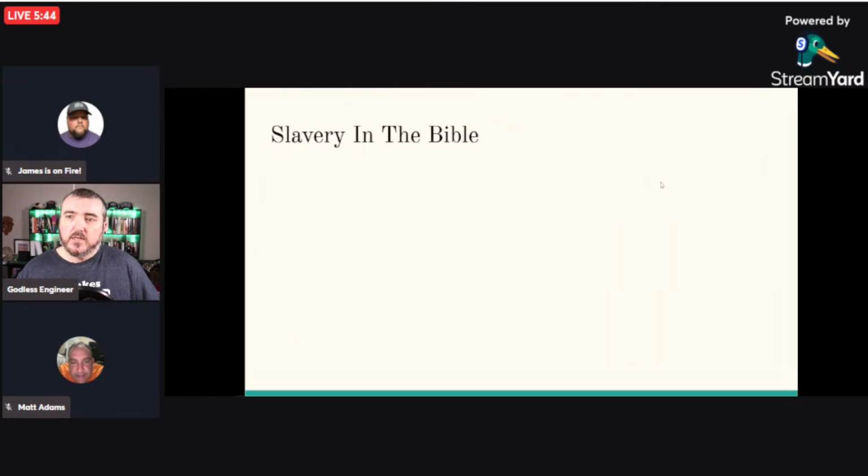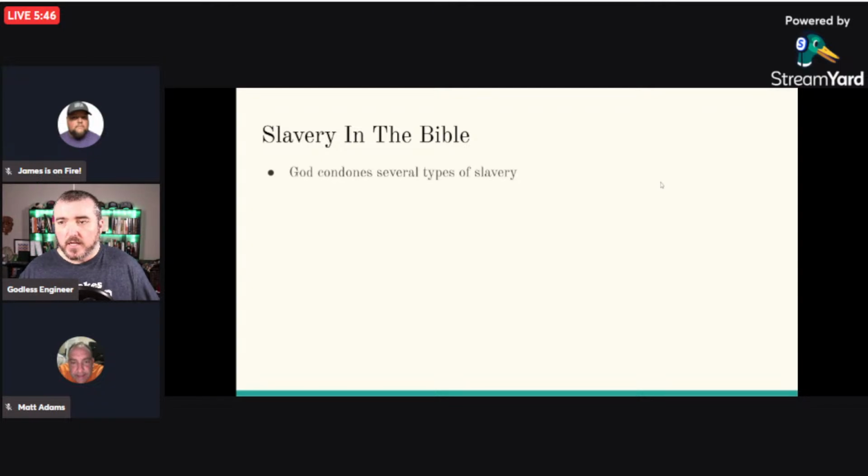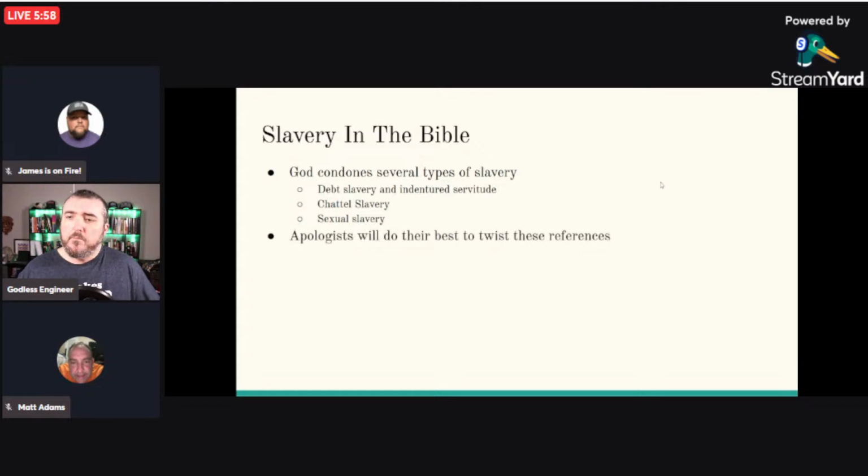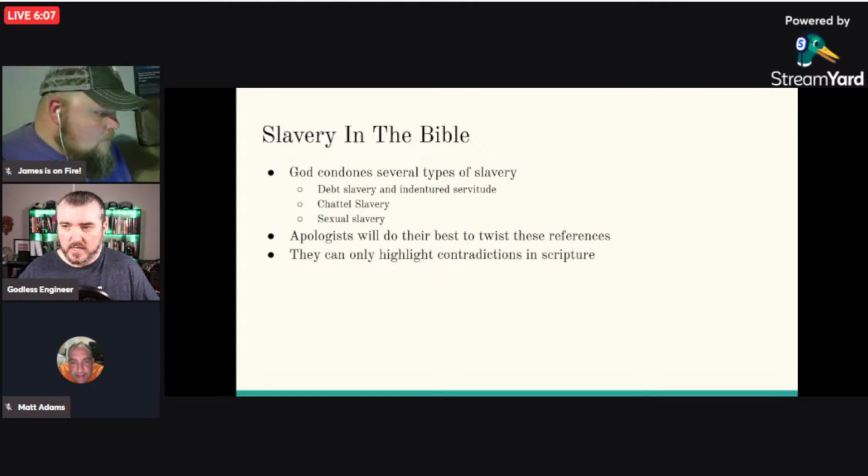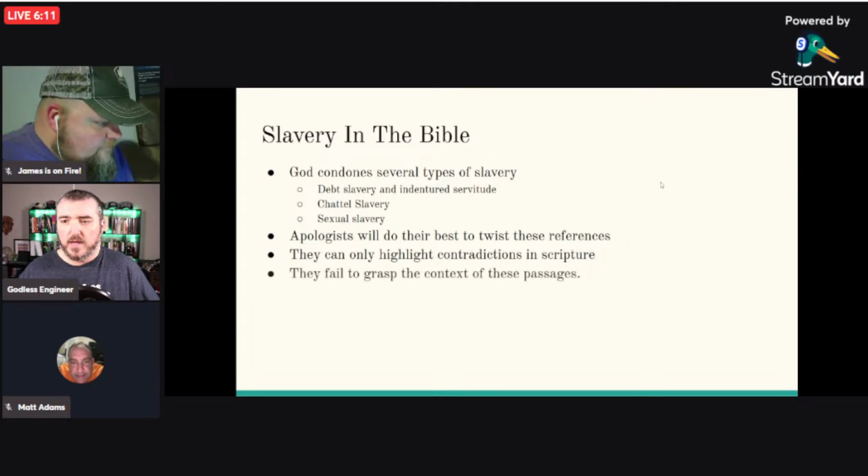And finally, my conclusion. As I've demonstrated, God condones several types of slavery in the Bible. He condones debt slavery and indentured servitude. He condones chattel slavery and commands the keeping and purchasing of slaves. He condones and commands the sexual enslavement of women. Apologists spend a lot of time twisting the references I have presented to you into something they are not. That is the whole point of apologetics, to make excuses for the abhorrent words very clearly articulated in the Bible.